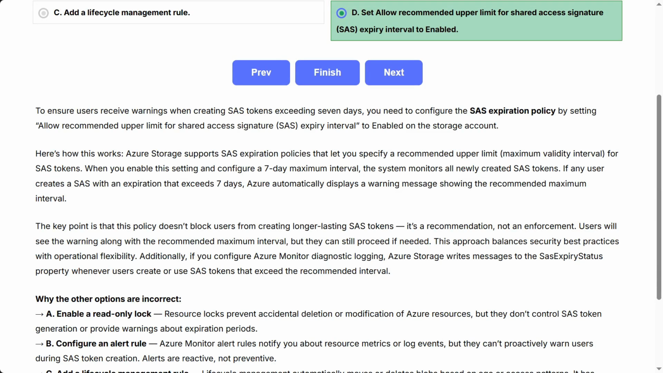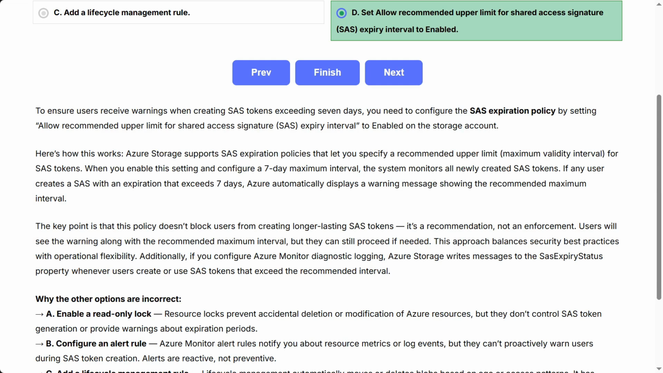Here's how this works. Azure Storage supports SAS expiration policies that let you specify a recommended upper limit, a maximum validity interval, for SAS tokens. When you enable this setting and configure a 7-day maximum interval, the system monitors all newly created SAS tokens. If any user creates a SAS with an expiration that exceeds 7 days, Azure automatically displays a warning message showing the recommended maximum interval.